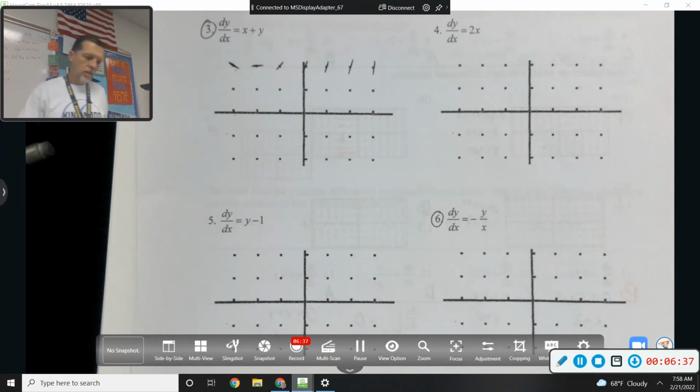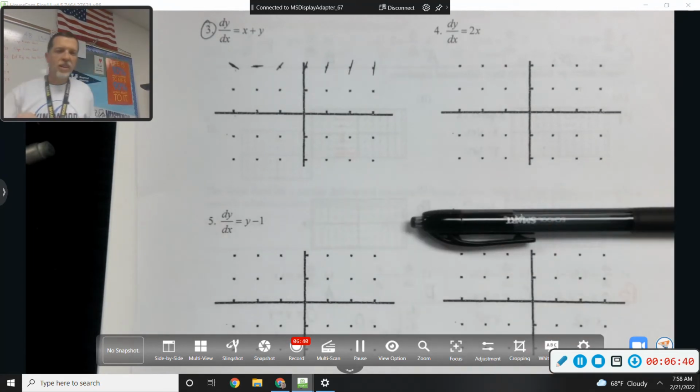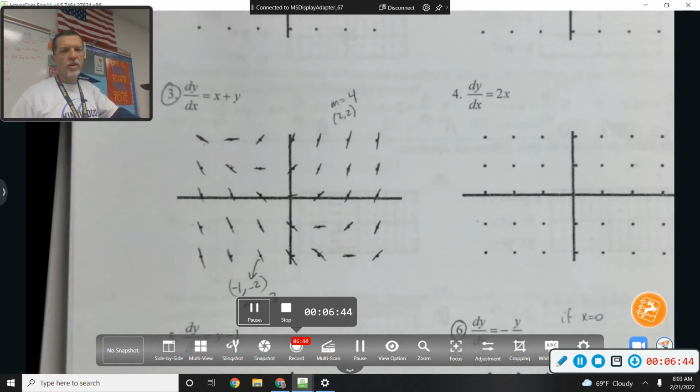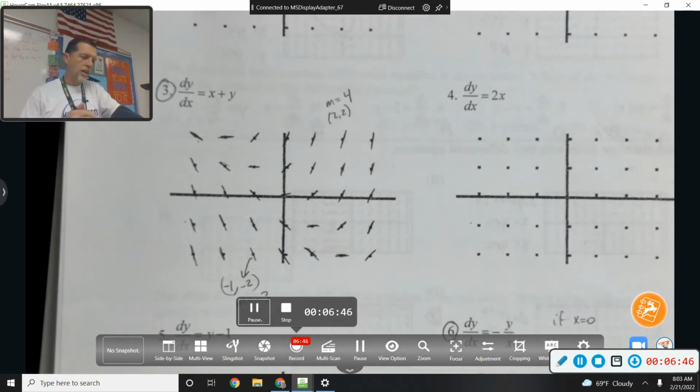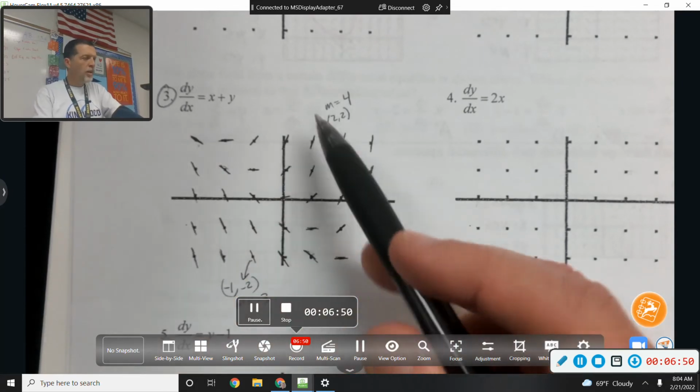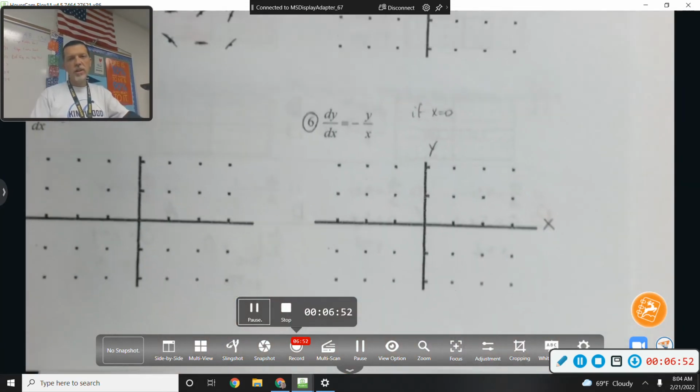So, you know what? Don't worry about 6 yet. Just finish 3. So there's the picture for number 3. Again, just at every single point, plug them in, get the slope, sketch the slope. Let's try number 6.